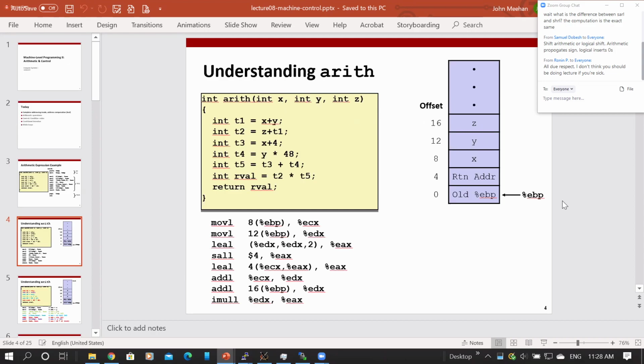8, 12, and 16 is where they would live back up the stack, the parameters. So if we look at this instruction here, move long word 8 past where the base pointer is pointing into ECX, what that's doing is it's picking up this parameter X, right? And the move 12 is picking up the parameter Y and putting it in the EDX register.